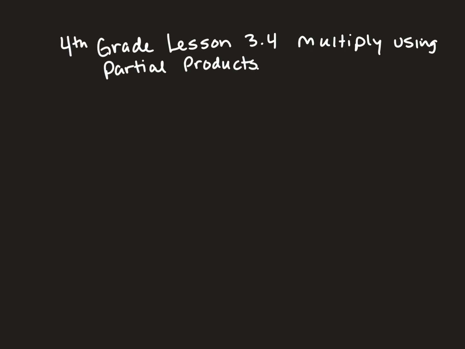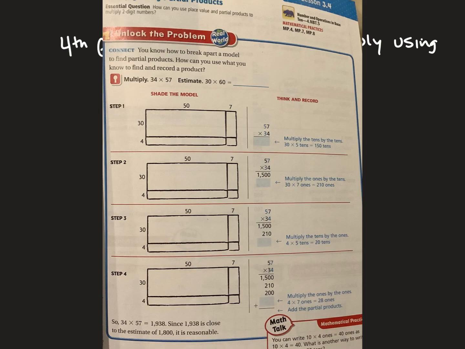Fourth grade lesson 3.4 is multiply using partial products. And we've used partial products already. Now we're just going to add the ability to do that with a two-digit number by a two-digit number. So let's get a look at this. Our essential question: how can you use place value and partial products to multiply two-digit numbers?